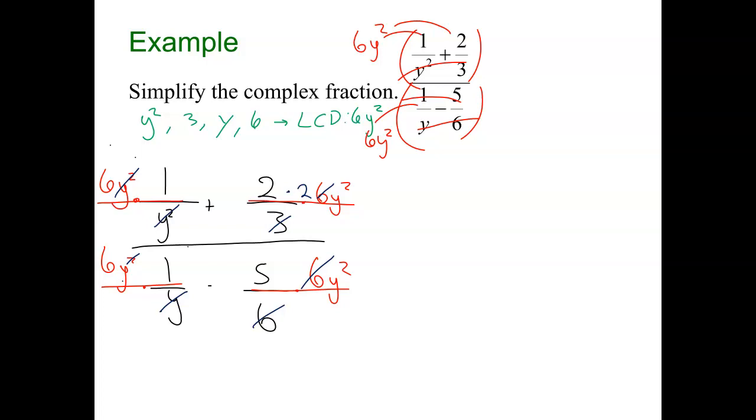So with my first fraction, I got rid of the y squared. So what am I left with? 6. Second fraction, I simplified the 6 over 3. What am I left with? 4y squared. Denominator first term, I simplified y squared with y. What am I left with? Y. And the second term, I canceled out the 6's. What am I left with? 5y squared. Now I have a fraction that is not complex.